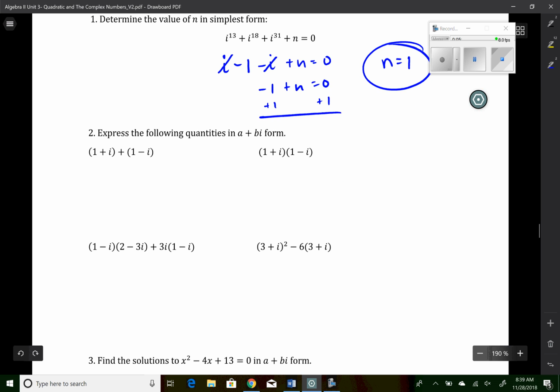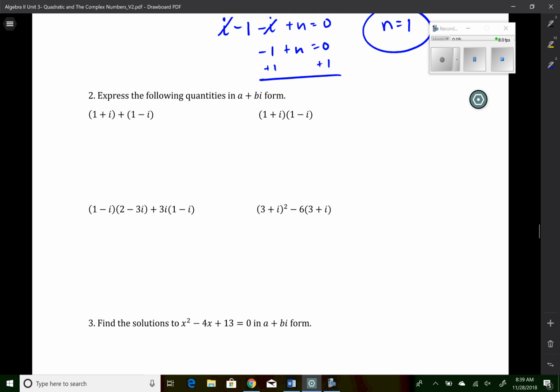Number 2 says express the following quantities as a plus bi form. So if we multiply these out or add these up, we can do that. So 1 plus 1 is 2. i plus negative i is 0i, so 2 plus 0i. If you don't have 0i on your paper, that would be wrong. It says a plus bi form.